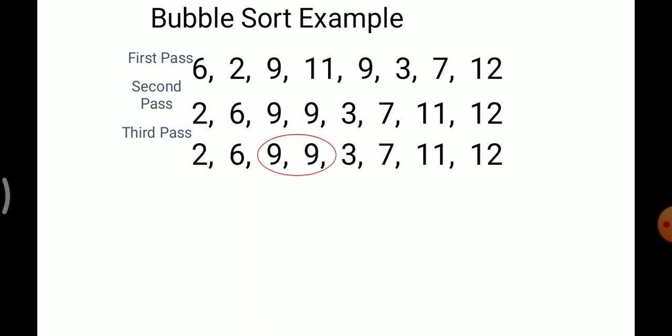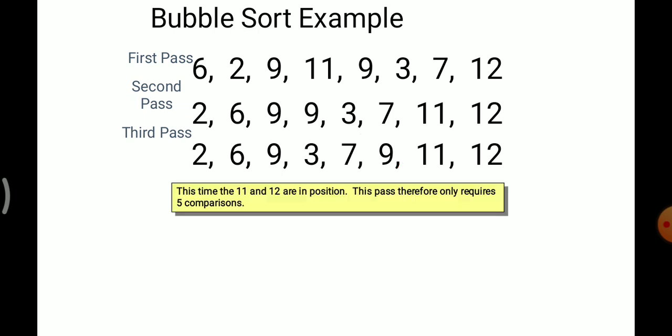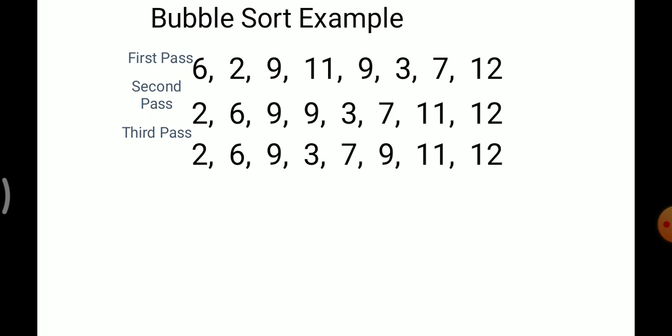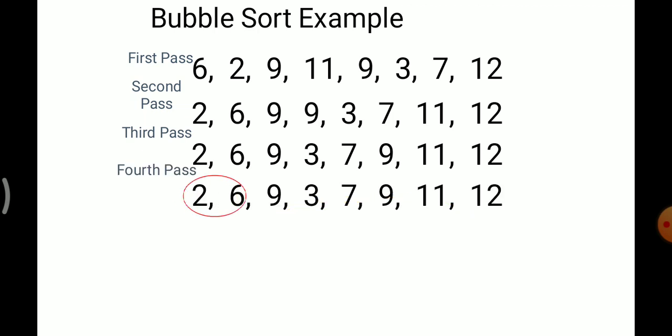After this 9 and 9 will be compared, and then 9 and 3 will be compared. Here the exchange is required because 3 is smaller than 9. Then 9 gets the position of 3 and 3 gets the position of 9. And after this the 9 and 7 will be compared, and after this comparison the 7 and 9 will also exchange their positions. This time the 11 and 12 are in their correct position. This pass therefore only requires 5 comparisons, and after this the fourth pass will take place.